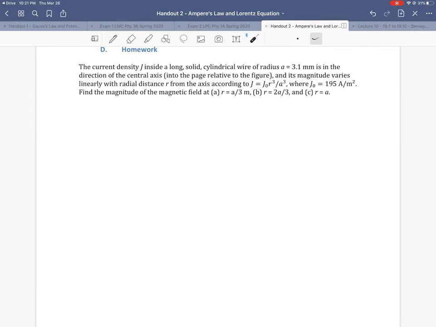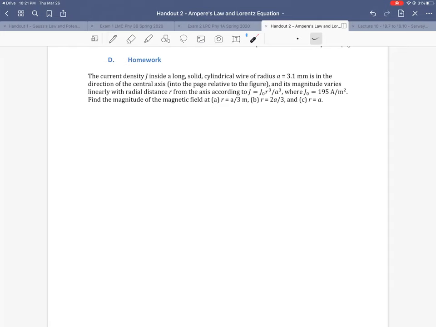For your homework problem, you're going to have a solid cylindrical wire instead of a ring-shaped cylindrical wire. You're going to have a new current density. In this case, it's given as a ratio, and it's r cubed, but same sort of idea. There's going to be more current as you get closer to the surface. It's going to be growing. And then you're given some values and asked for the magnetic field at 3 points. So you have to do it a couple times, but overall the approach should be very, very similar. So that's it.